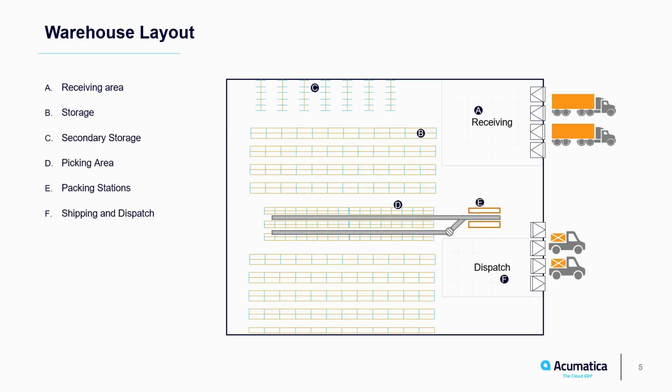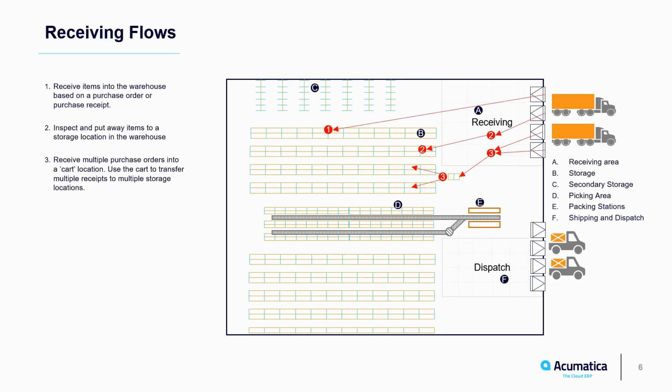In this video, I review operations associated with this sample warehouse layout. Acumatica can accommodate different processes, but I'll use this for illustrative purposes. Acumatica supports multiple receive and put away scenarios. In this demonstration, I'll receive 2 purchase orders. The first will follow Process 1, where I receive the goods and immediately place them into storage.